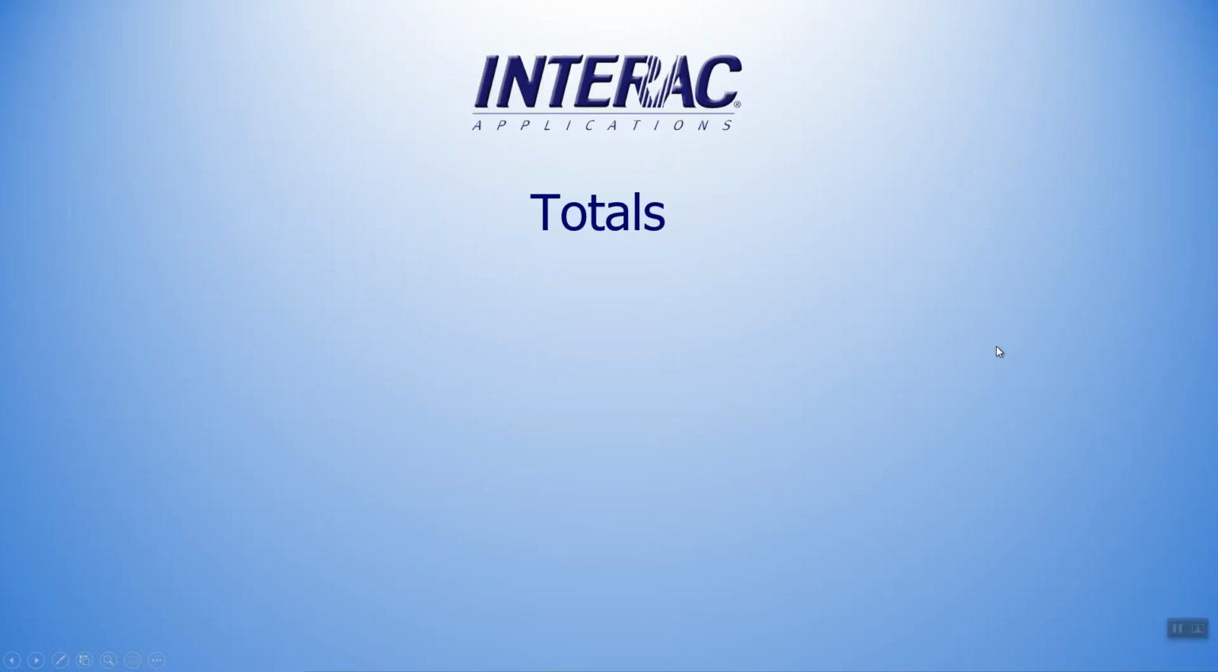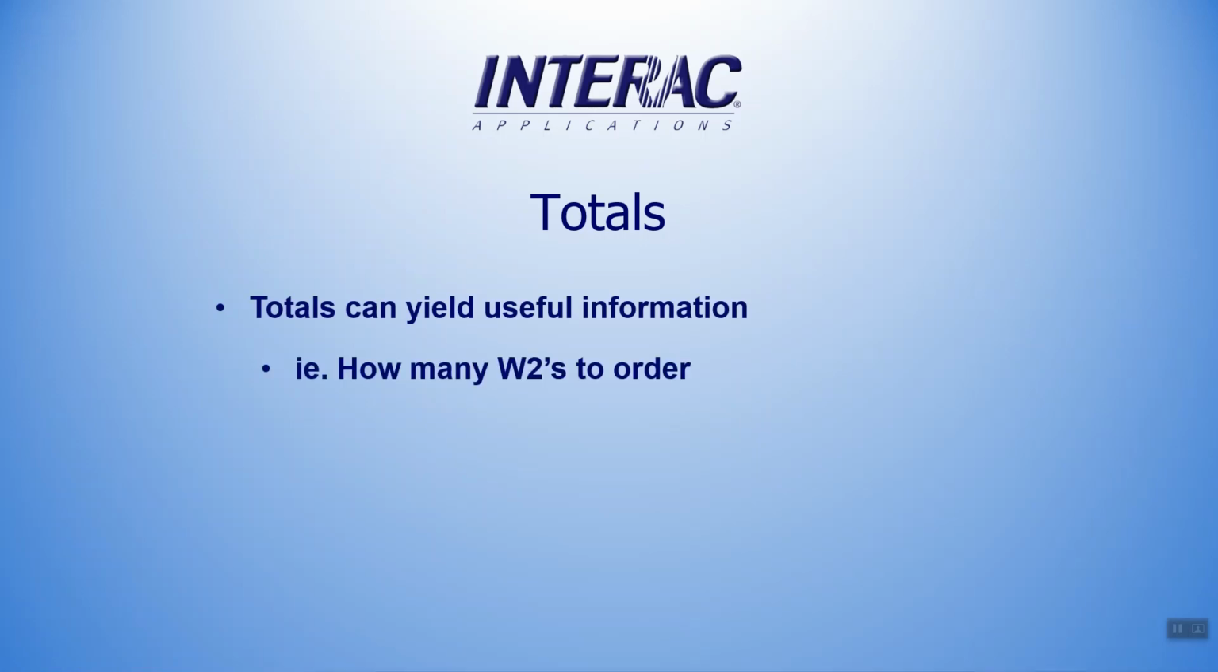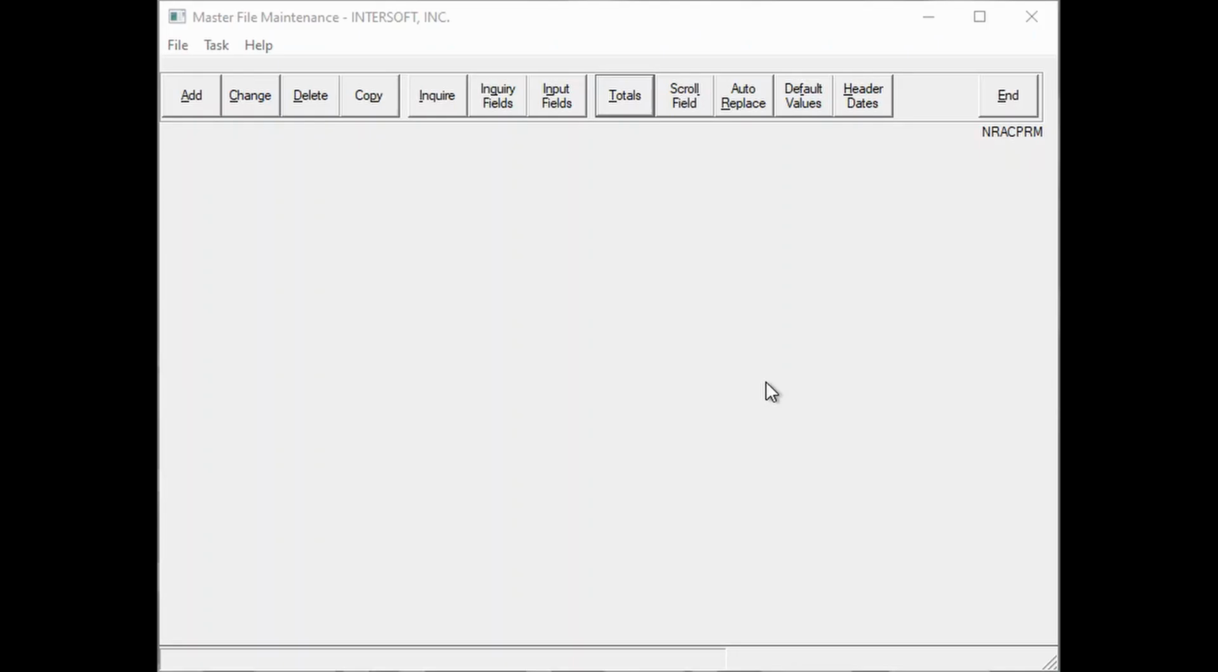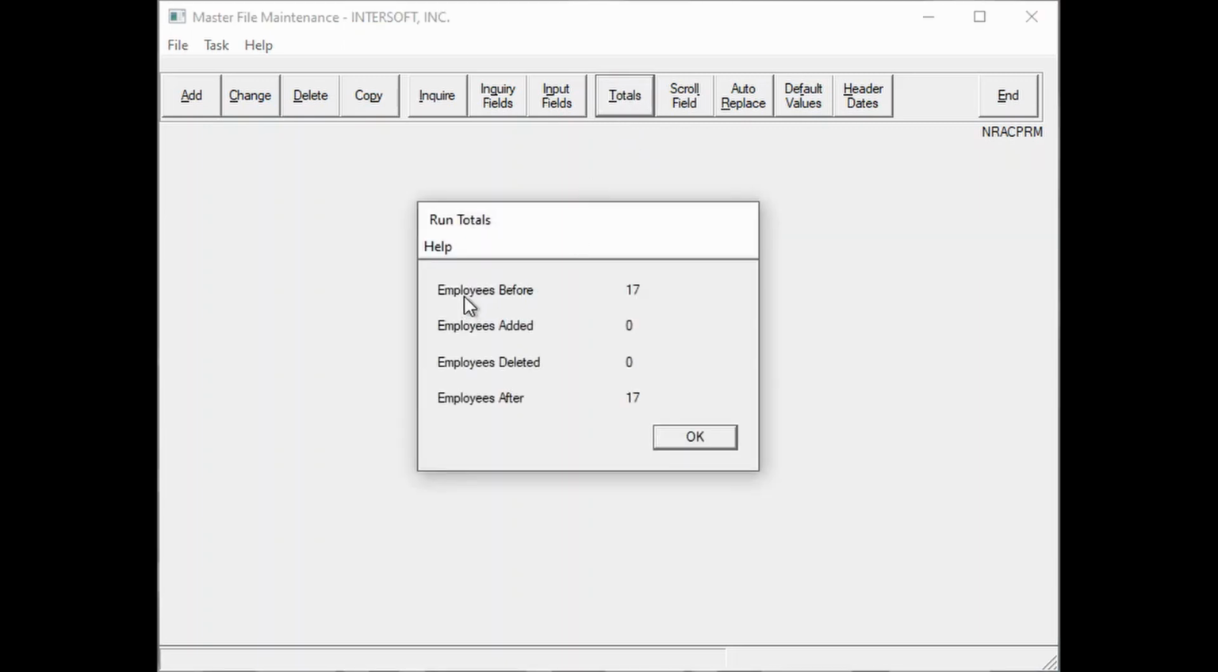The Totals button can yield useful information, such as how many W-2s to order, or your company status for various criteria. Perhaps there is something where your employee count has to be less than 50 or greater than 50 or something like that. This is a quick place for you to find how many employees you have in the system. To view the totals, we click the Totals button. Employees before, added, deleted, and ending count. Not much to it.